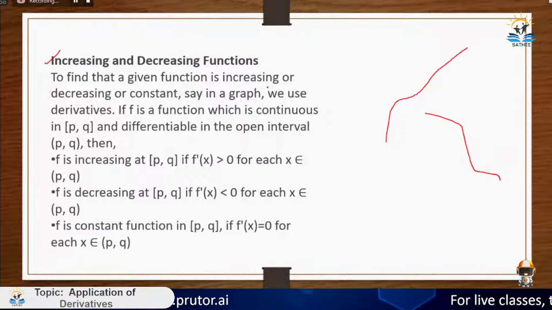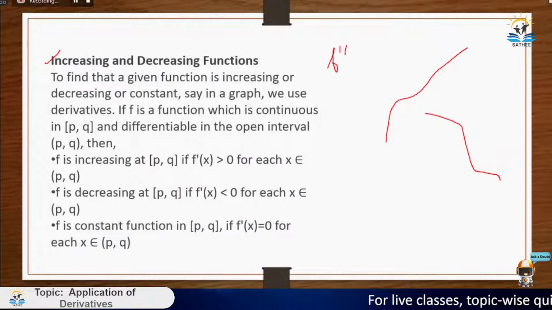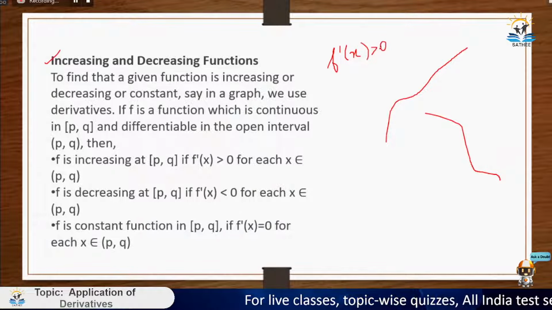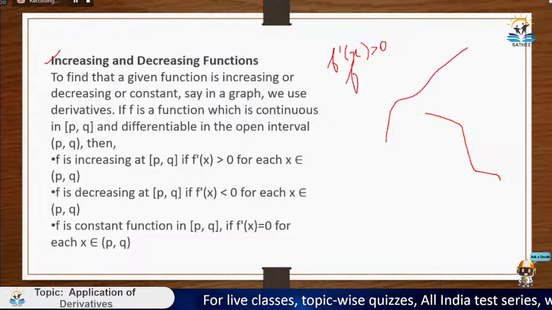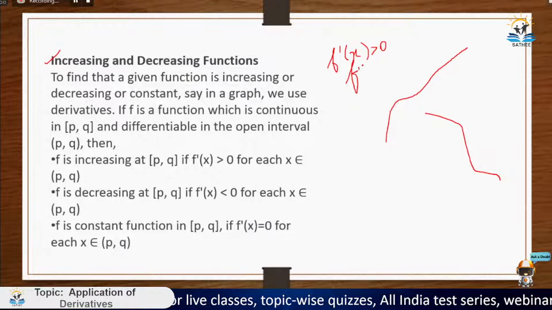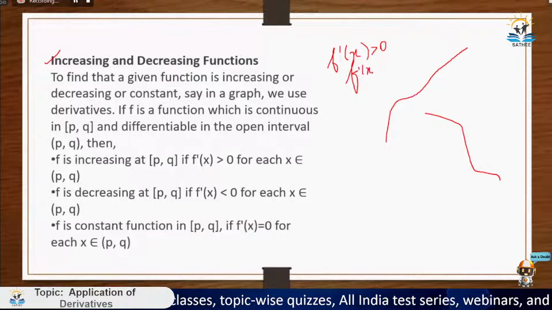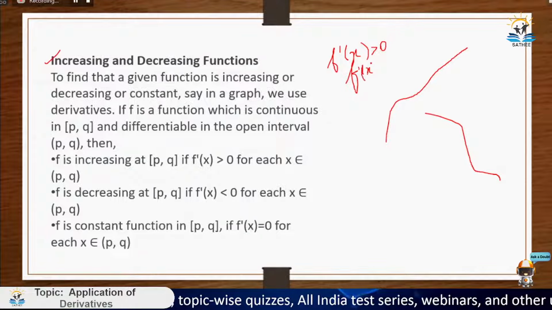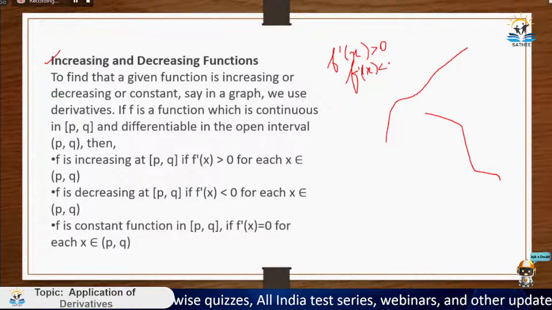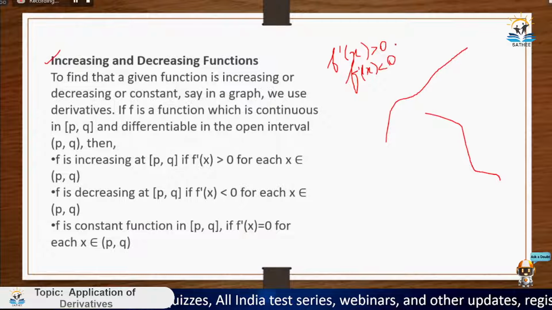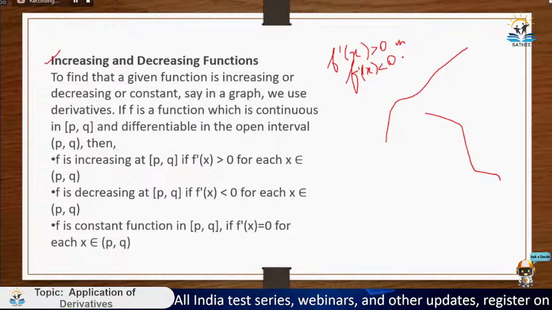So if your function is increasing, then your differentiation f dash x, in case of increasing, would be greater than 0. And in case of decreasing, your f dash x would be less than 0. So these are two things: this is for increasing and this is for decreasing.